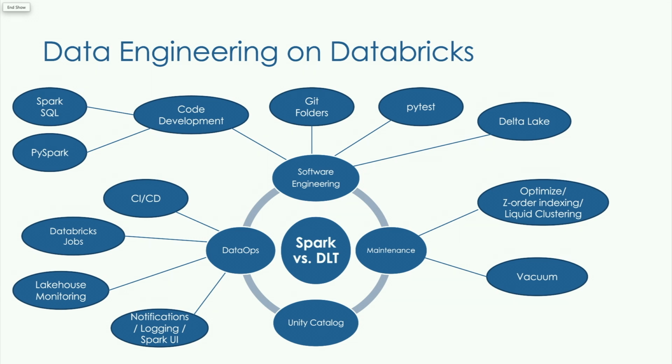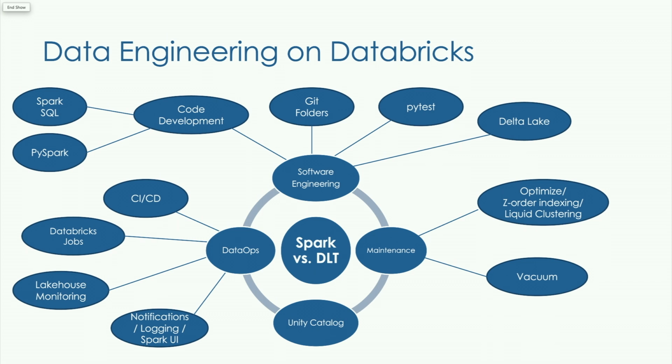So we also need to master some of these tools, like commands: the optimize command, Z-order indexing, and liquid clustering. And also we have the vacuum command for maintenance. And finally, all your data assets are managed using Unity Catalog. So as you can see, we have plenty of things that you need to master in order to be a data engineer, okay?